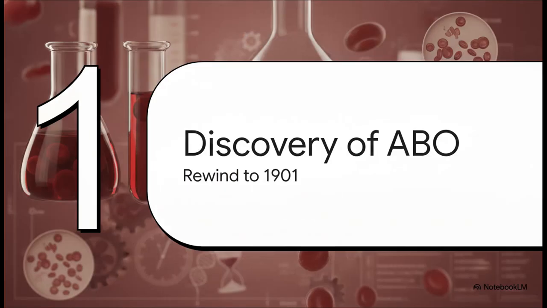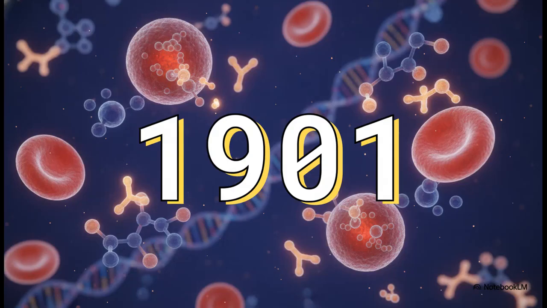Section 1, the discovery of ABO. Let's rewind the clock for a second, back to the early 20th century. The year was 1901, and a scientist named Carl Landsteiner made a truly groundbreaking discovery. Up until this point, blood was kind of just thought of as, well, blood. But Landsteiner figured out that there were actually distinct antigenic differences between individuals of the exact same species.